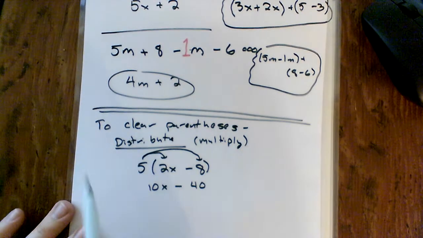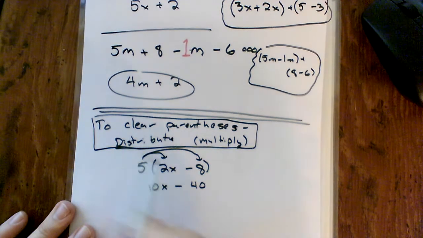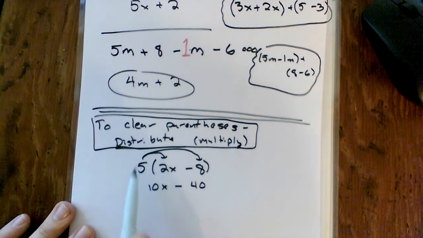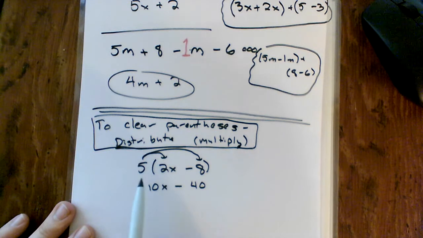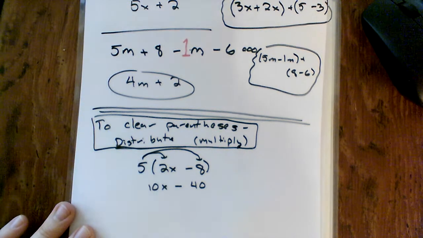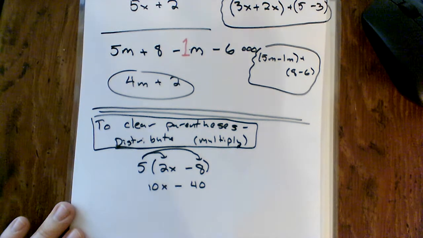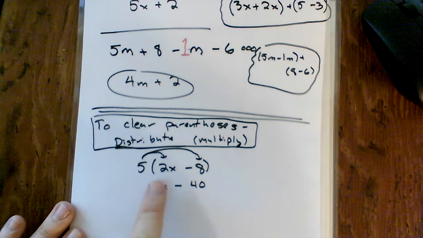So to clear a set of parentheses, we're going to distribute. We're going to distribute a multiplication. Whenever I don't have a symbol in between two terms, that essentially means we're multiplying. This is 5 times this 2x minus 8.